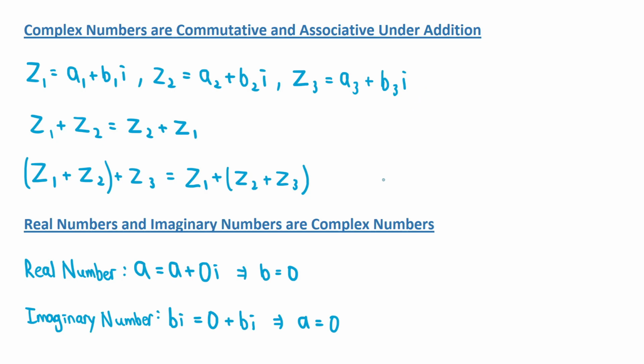Another thing to note is that real numbers are also complex numbers. Since a complex number is in the form a plus bi, we can think of any real number as a plus 0i, where the imaginary part of the complex number is 0. Imaginary numbers are also complex numbers, since we can think of any imaginary number as 0 plus bi, where the real part is 0. So this means sums of imaginary numbers, or sums involving both real and imaginary numbers, are also commutative and associative. These are just some things to keep in mind going forward.